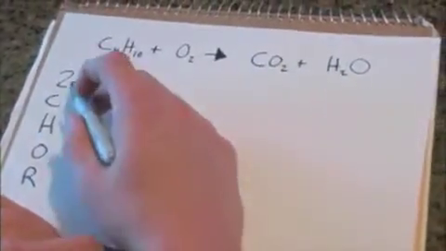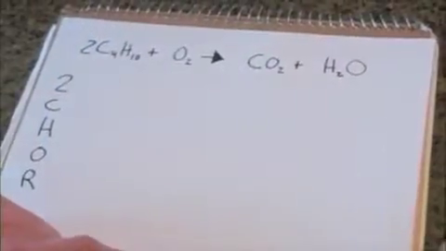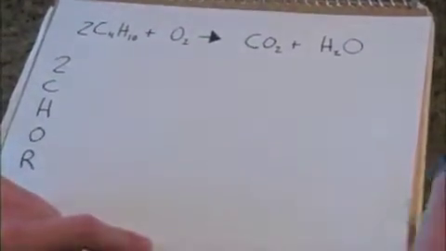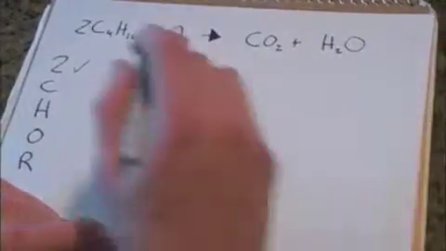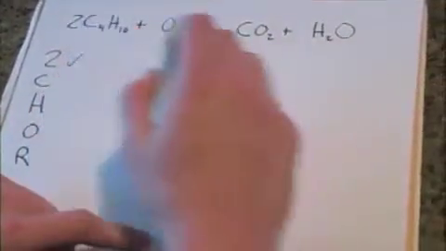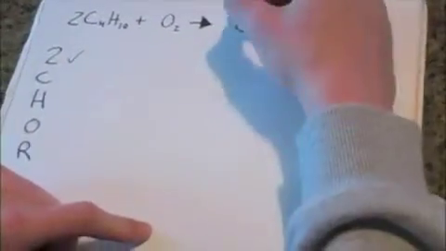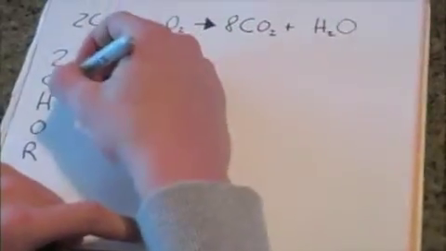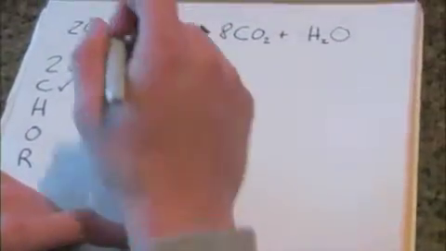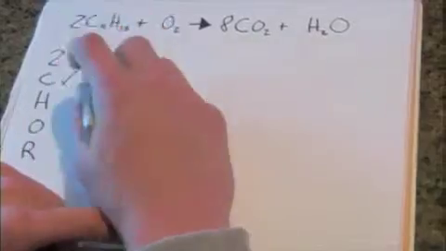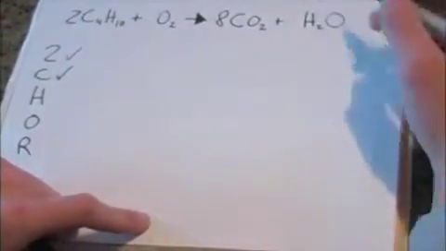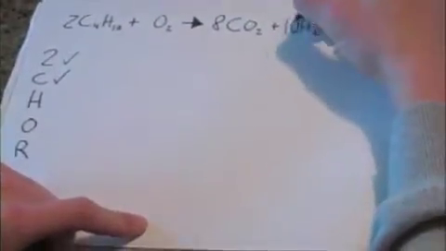So the first step to 2-chore is you put a 2 in front of the equation. The next step is to balance your carbons. So we have 8 on this side and 1 on this side, so we need to put an 8 here. So now the carbons are balanced. Next up, balance the hydrogen. 2 times 10 is 20, 20 on this side. We have 2 on this side, so you need to put a 10 here.